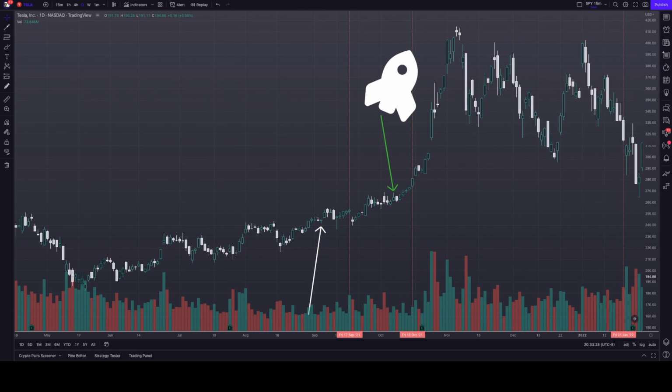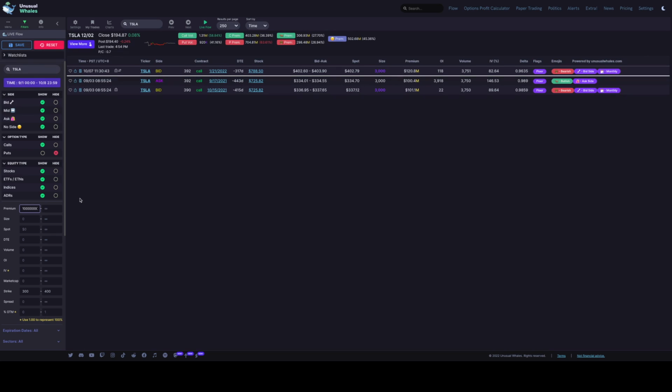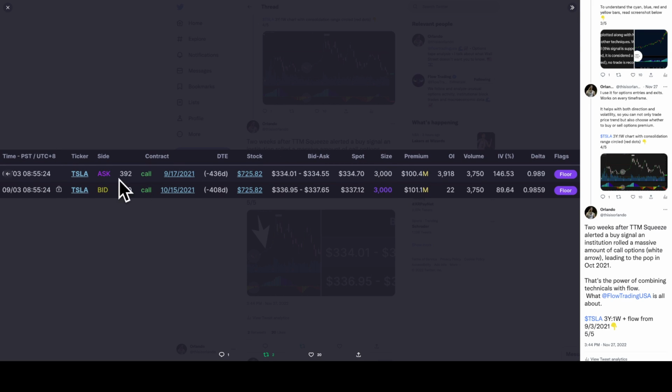Now let's go into options flow. This is filtered by above $100 million premium on Unusual Whales, between the 300 and 400 strike. At the time, it was a deep in the money call strike. Why? Because the stock was trading at 725. Again, in the tweet that I posted, I showed this call roll, meaning they actually rolled call options from September to October.